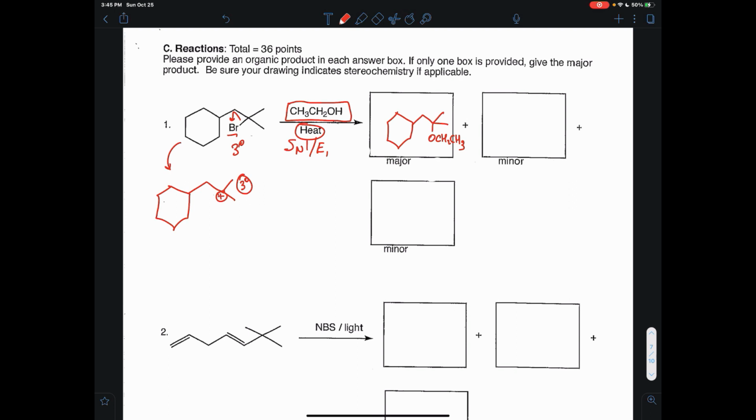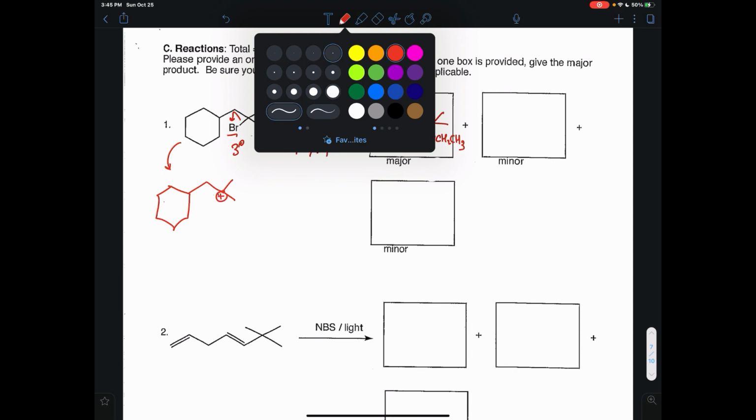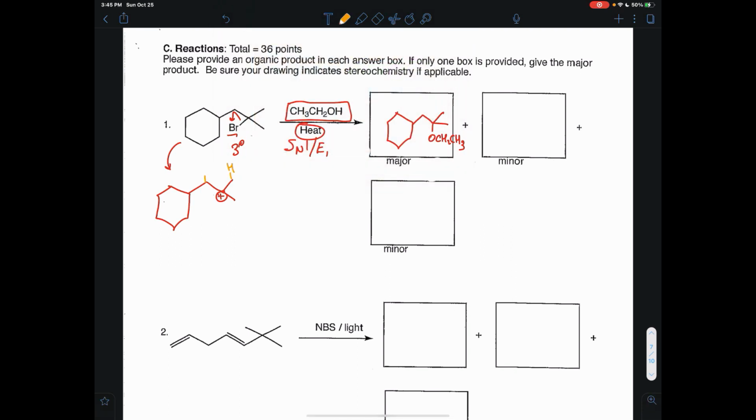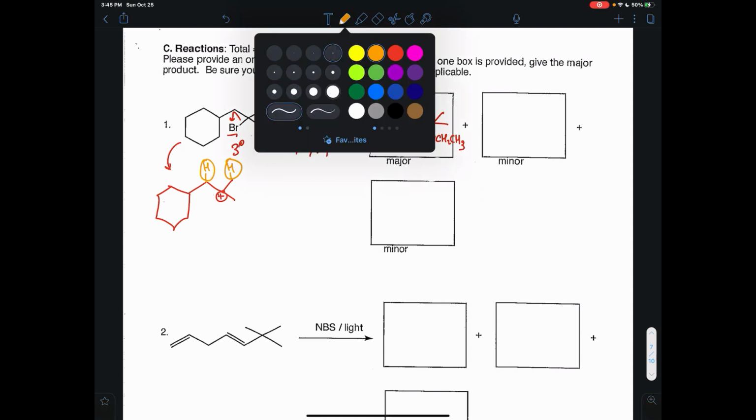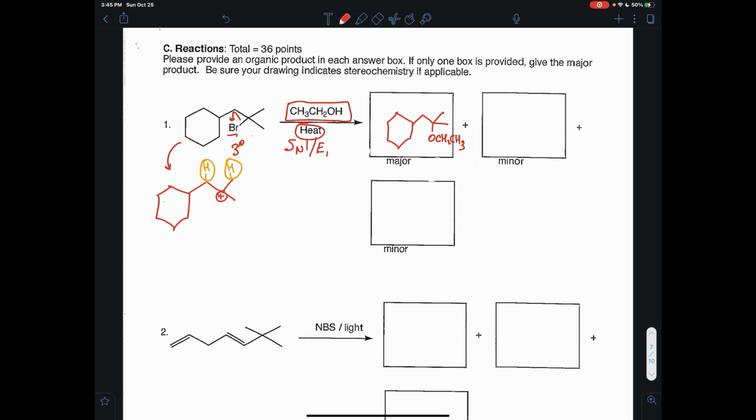But you notice here, there are 2 boxes for E1. The reason why is because you have 2 adjacent hydrogens, right? You have a hydrogen right here, you have a hydrogen right here, and you have a hydrogen right here. Now, there isn't a hydrogen here, right? But this hydrogen and this hydrogen are the same, so I'm not going to consider this one as a different hydrogen. Right, there are 2 different hydrogens, so I'm going to have a double bond either form here, or the double bond is going to form here.